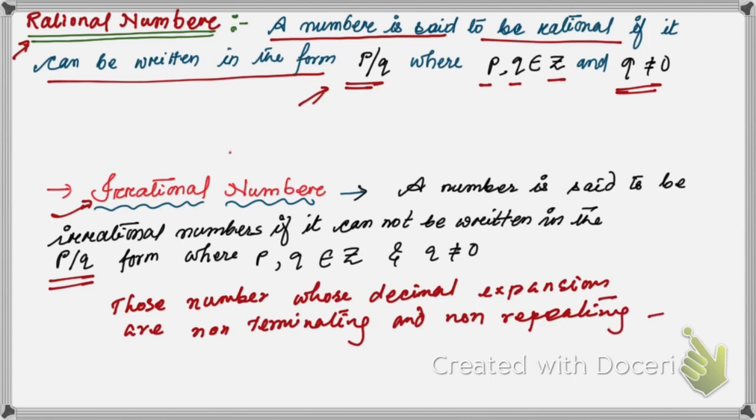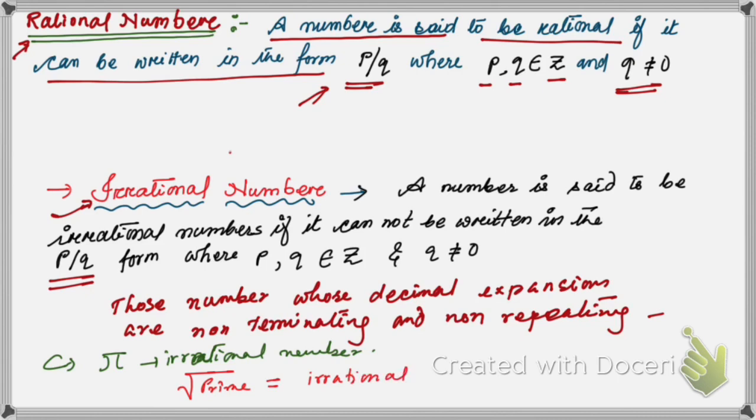Now remember one more important thing. Pi is an irrational number. The most important thing you must know: if under the root you have a prime number, then it is always going to be irrational. Remember this concept, it is going to help you a lot. If under root you have a prime number, then this is always going to be an irrational number.